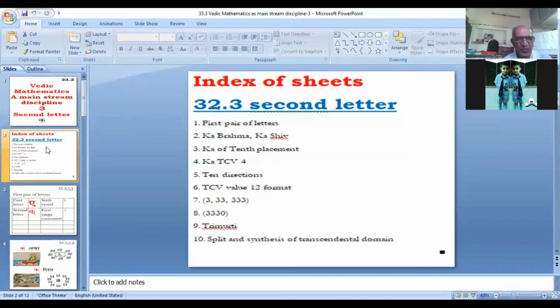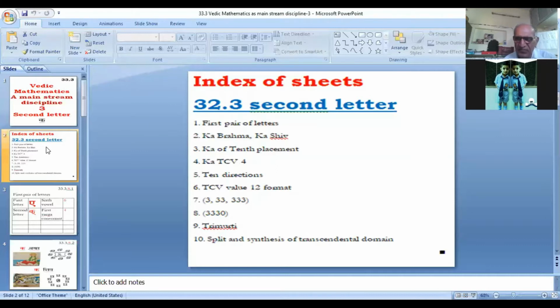So the 8th phase and stage of chase here is going to be of value 3330. The 9th phase and stage is to have appreciation of the formulation Trimurti, and the last phase of reach here today in this present session of deliberation is split and synthesis of the transcendental domain.